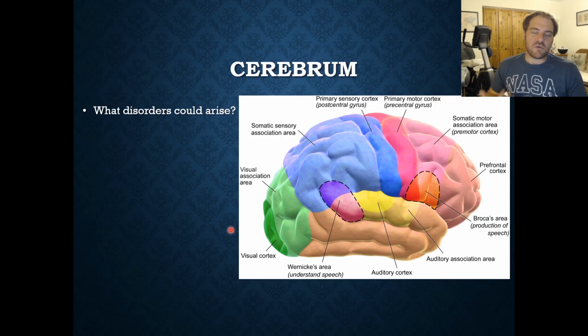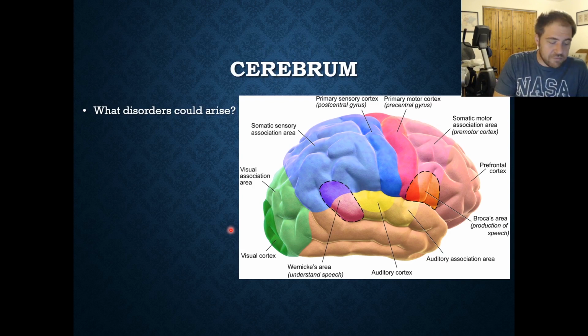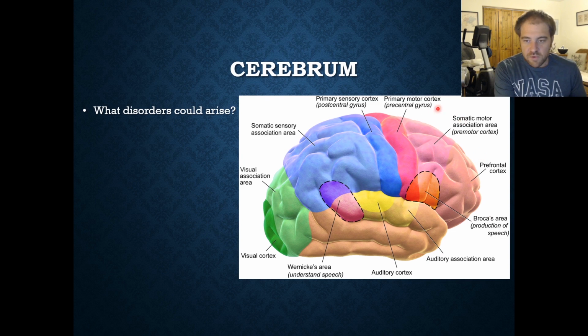Okay, so what disorders can arise here? Think about this. What disorders could possibly arise in the brain, from what we've just talked about? Well, you could have a problem of coming up with what you actually want to say, and that could have issues here if you had damage or birth defects in the frontal area. This could affect how you relate to others, maybe not being able to find the words, so Broca's aphasia.